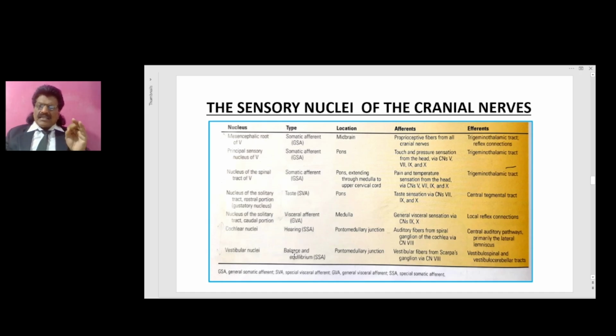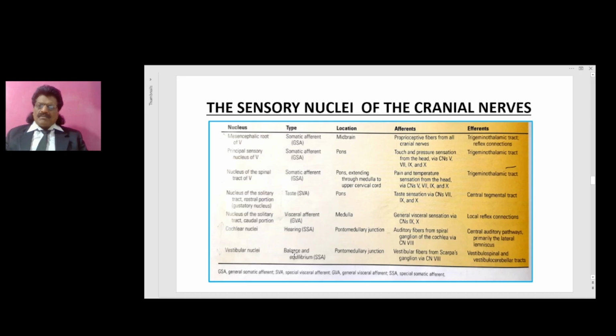It is concerned with the touch and pressure sensation from the head via the cranial nerves 5, 7, 9 and 10. Then the nucleus of the spinal tract of the trigeminal nerve, which is concerned with the pain and temperature sensation from the head and neck. So basically we have three subtypes in the trigeminal nerve.